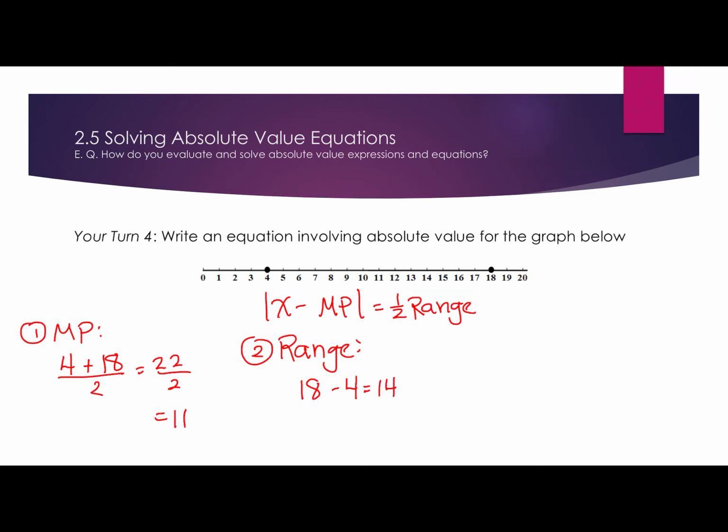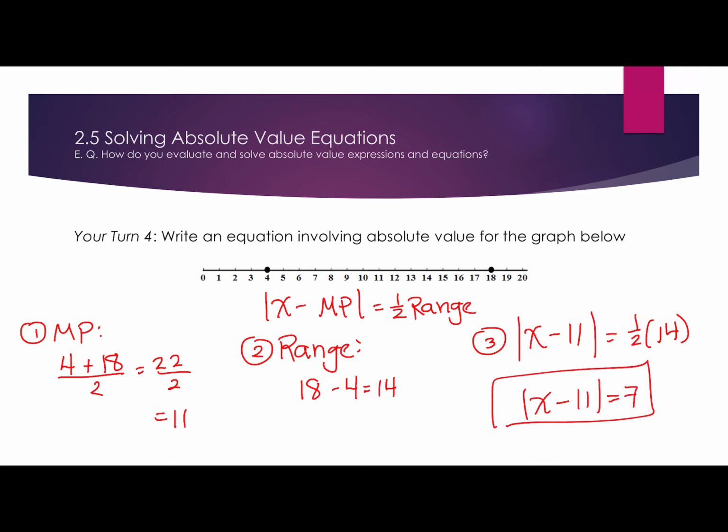All right, so we have both sets of our data. So now we need to write our equation. So the absolute value of x minus the midpoint, which we found was 11, is equal to half the range, so half of 14. So our final answer is absolute value of x minus 11 equals 7. All right, so now that you're done, just review these practice problems or these notes, and then you can start your practice work.